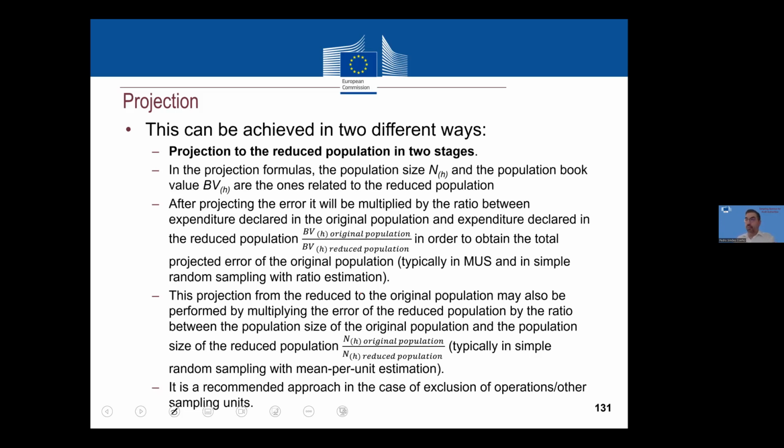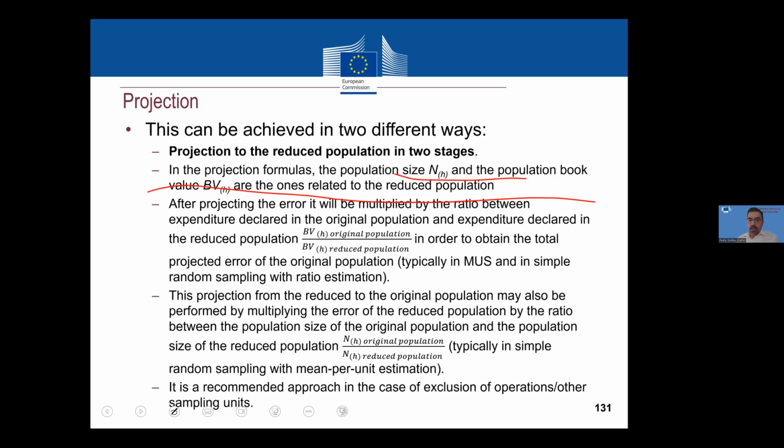And even if you are using a software, the software does not guess that you have manually extracted some units, and so the software will project the errors to the reduced population. So if the errors are projected to the reduced population by using the population size and the book value of the reduced population, how can we then convert this projection that is automatically done to the reduced population? How can we convert it to the original population? Because our obligation is to have one opinion about the whole population.